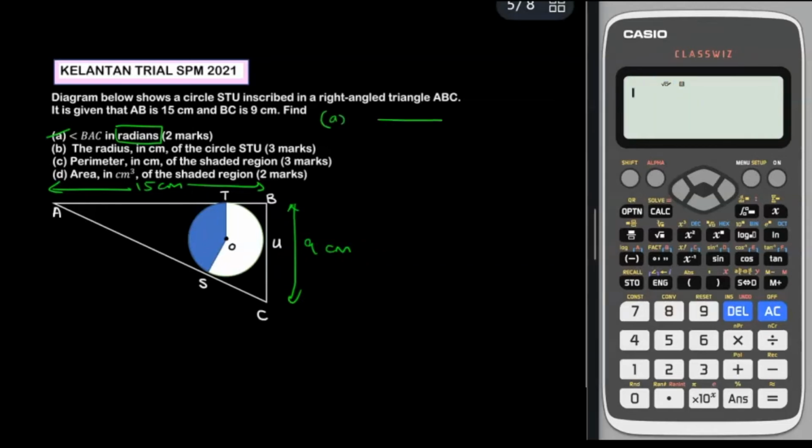So I'm going to sketch a triangle of ABC. So this is a right angle triangle, and we need to find what is this angle. So this is 15 cm, this is 9 cm. Okay, so from here we got the opposite side and we got the adjacent side. So we can find the angle by using tangent. Okay, tangent angle BAC is equals to 9 over 15. Okay, opposite over adjacent side.